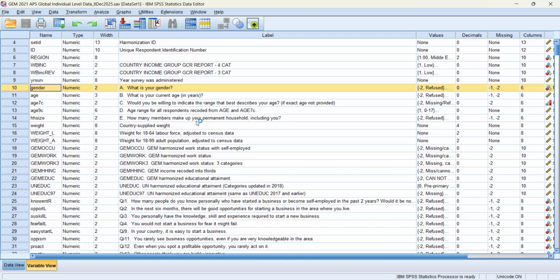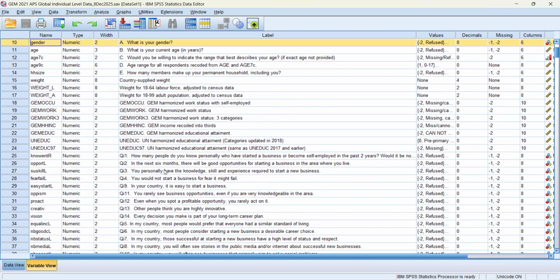Okay, let's look through it. Maybe we can get an idea. In your country, is it easy to start a business? You would not start a business. Okay, these indicators, I've used them before.